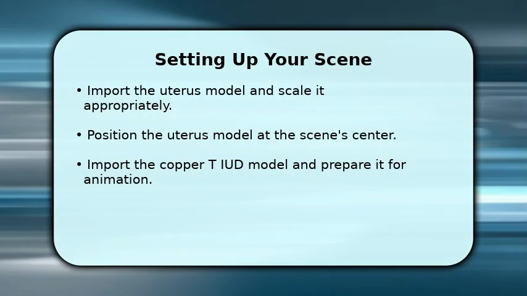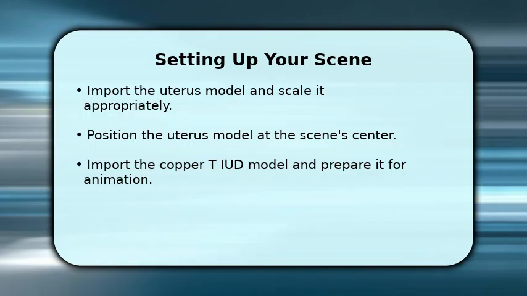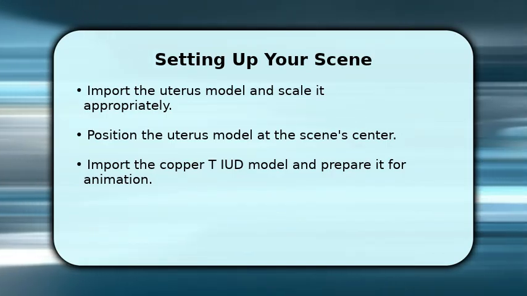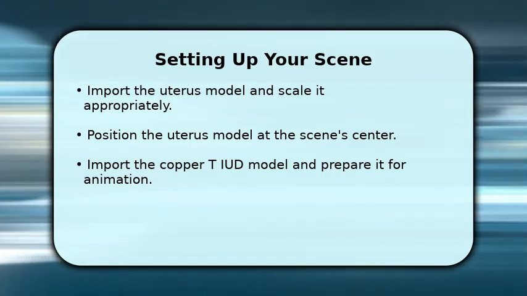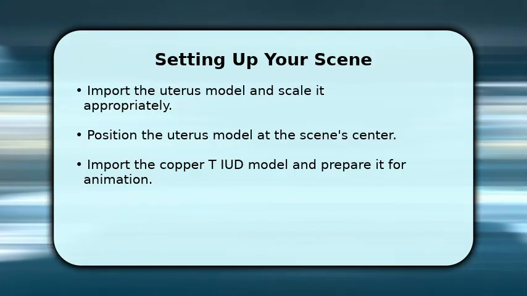Now that your software is open, let's get the scene ready. Import your 3D uterus model, ensuring its scale is accurate, perhaps around 3.5 inches in length. Place it centrally for optimal viewing. Then, bring in the copper T IUD model. You might need to adjust its pivot point to facilitate realistic movement during insertion. Proper setup here saves a lot of time later.